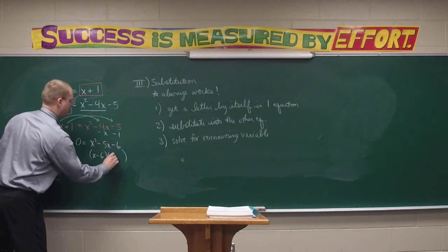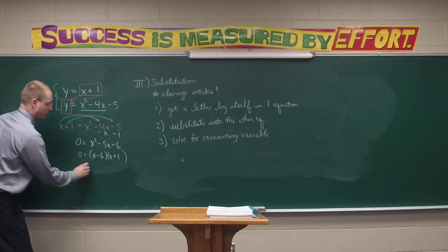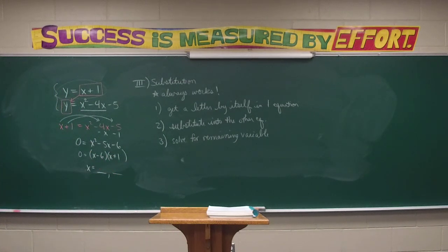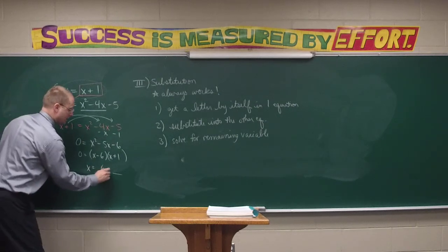x minus 6, x plus 1. x minus 6, x plus 1. And then, of course, we set each factor equal to 0 to get 2 x's. What are the 2 x answers, class? Positive 6 and negative 1.